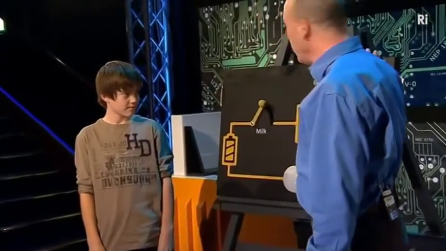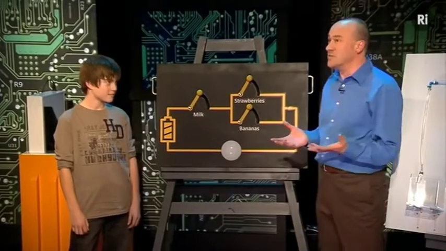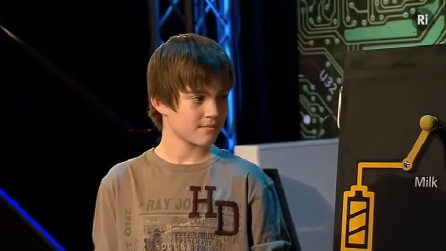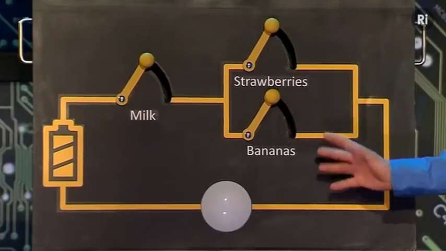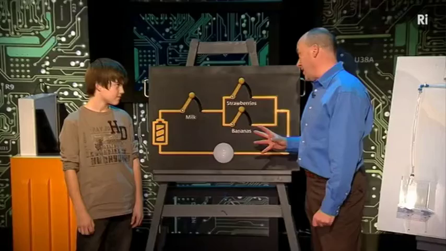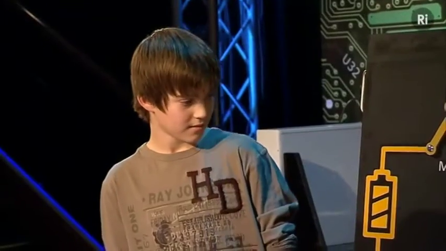Okay. So a microprocessor is really a big electrical circuit with hundreds of millions of tiny switches. And to understand what they're all doing, we've got a simple example. So what we're going to do here is we're going to make a milkshake. And if we succeed, this light will come on.